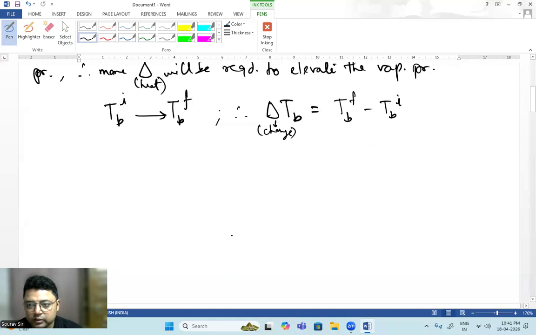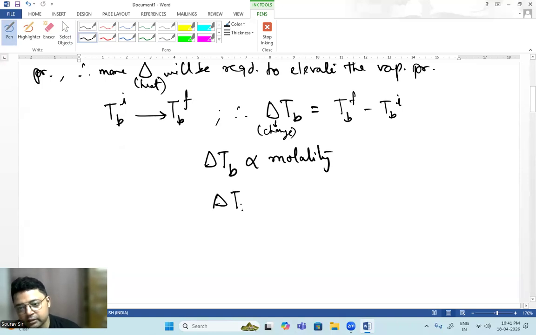Now, this del TB will be directly proportional to the amount of solvent, meaning the molecules, the mass, everything. It will be correlated to a concentration term known as molality. Now we all know that if we remove the proportionality sign, there will be a constant. Here it will be Kb times m, molality.